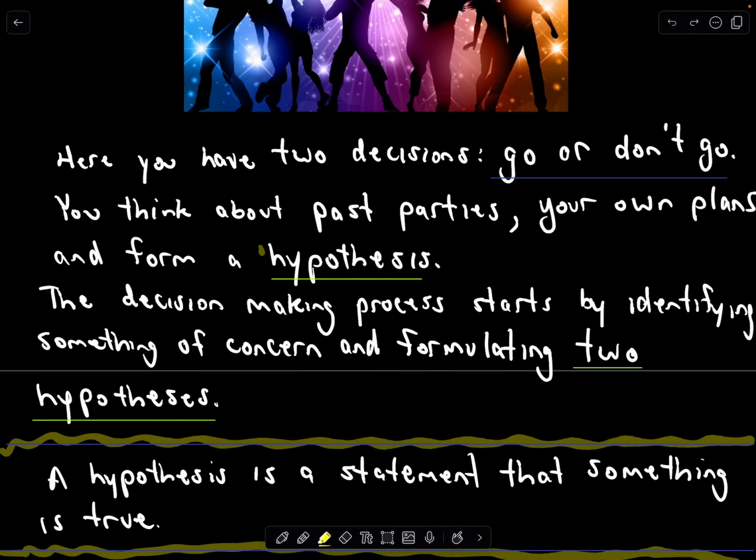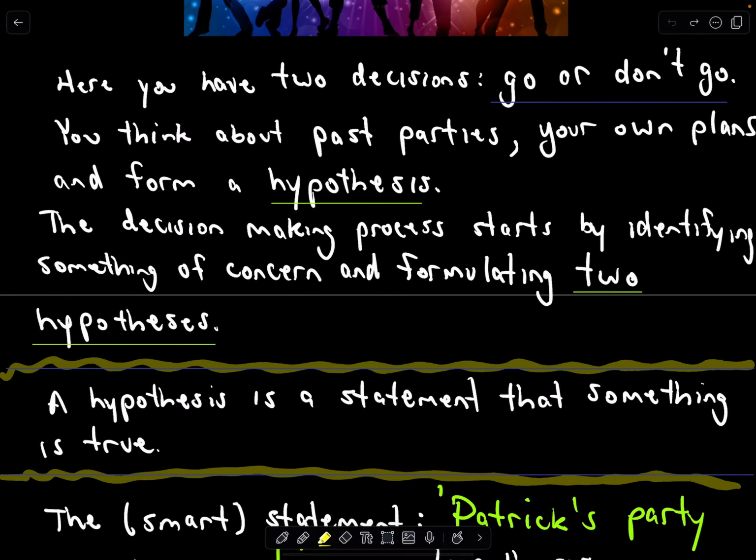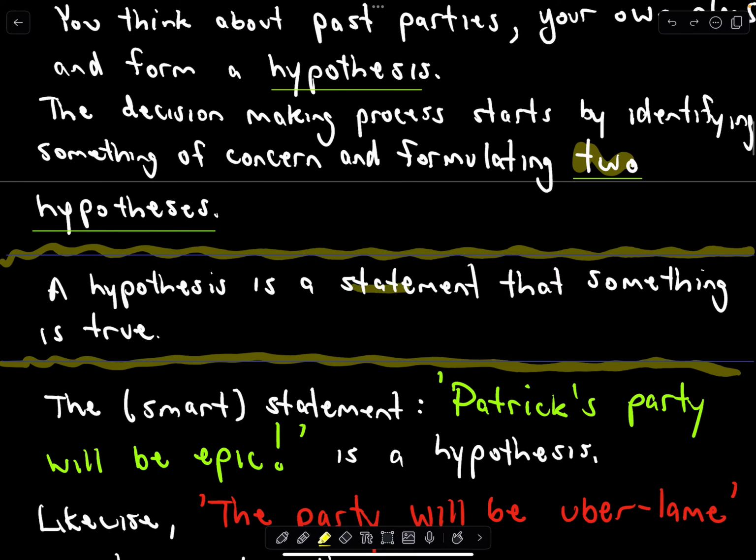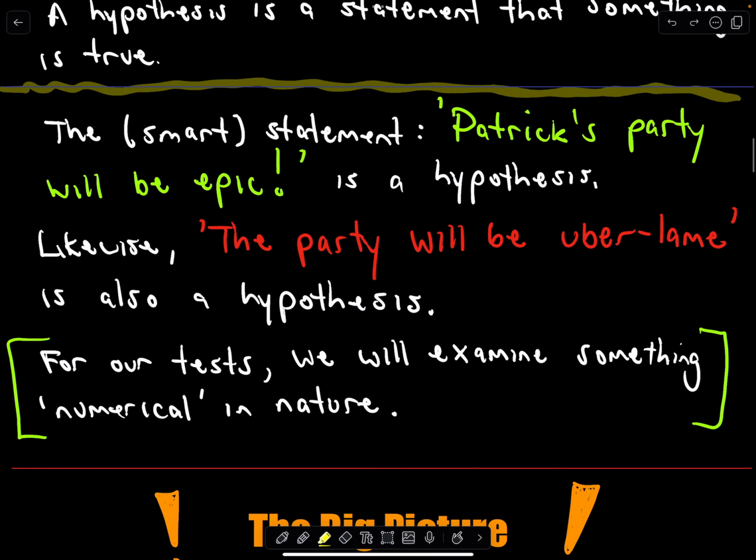And hypothesis, right? We talk about these in science all the time. We're doing the same thing. So what we're going to do is we're going to identify something of concern, and in this case, that is to go or not to go to the party, and we're going to have two hypotheses. And a hypothesis is simply a statement that something is true. Okay, that's going to be our hypothesis. So in this case, we could come up with potentially some different hypotheses. For example, we could look at the statement, Patrick's party will be epic. Patrick always has the best parties. That's going to be one of our hypotheses.